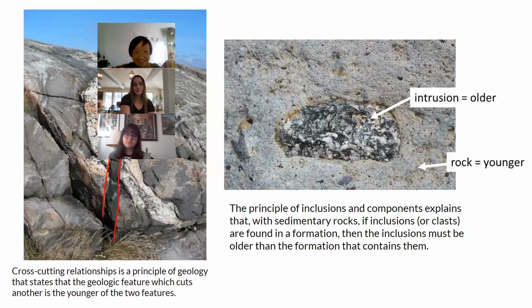Does that make sense, guys? Yes? Okay, very good. In your quiz, you probably have a lot of pictures like this. I want you to be able to figure out which one is older and which one is younger. All right, very good.